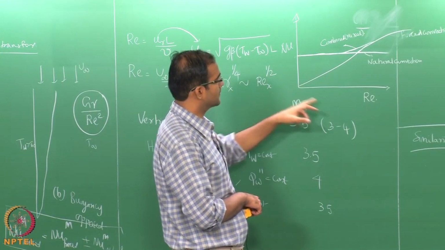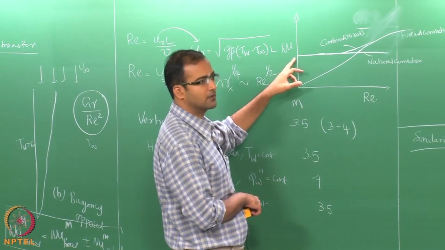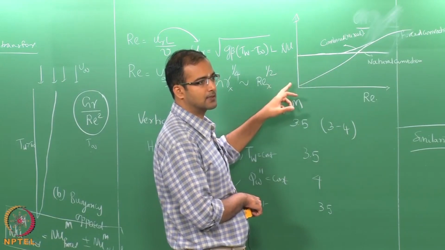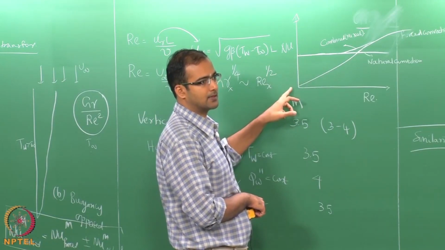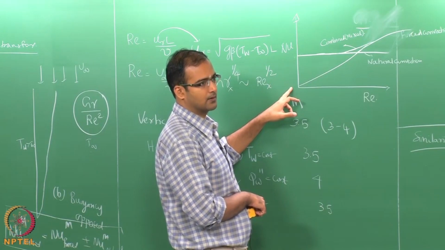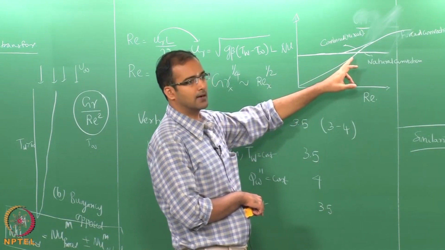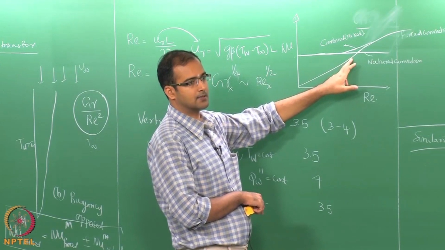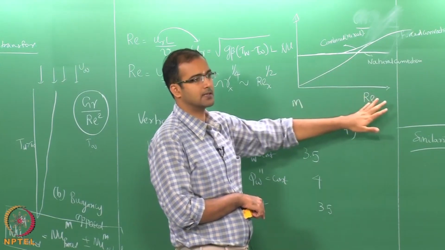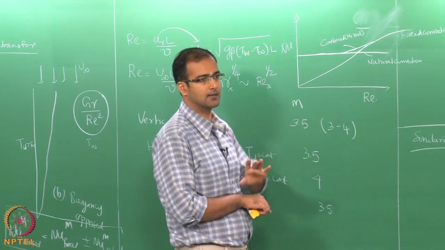For very low values of Reynolds number, if you plot the value of Nusselt number from the natural convection, this will be much larger than the forced convection value, right. So, this becomes dominant only after the Reynolds number becomes sufficiently large. This is a generic representation, okay.